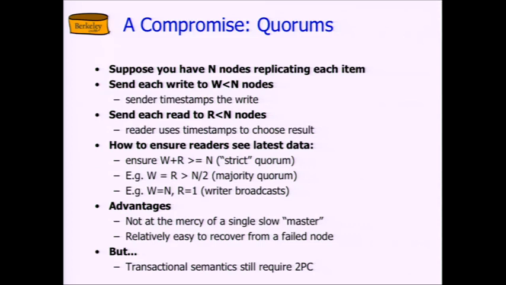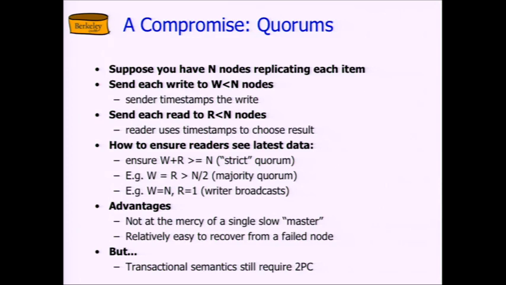Okay. So the advantage is you're not at the mercy of a single master that could be slow. It's relatively easy to recover from a failed node because there are lots of copies of every write. It does give you updates. If you want transactions, you still need 2-phase commit and 2-phase locking and stuff like that. But it's pretty good. Okay? So quorums are kind of a nice way to bridge the gap between single master and multi-master.